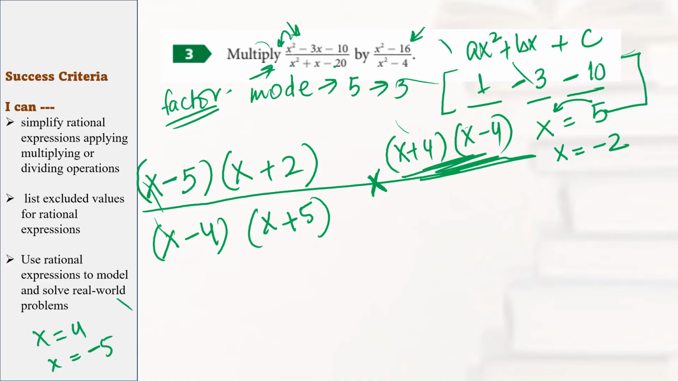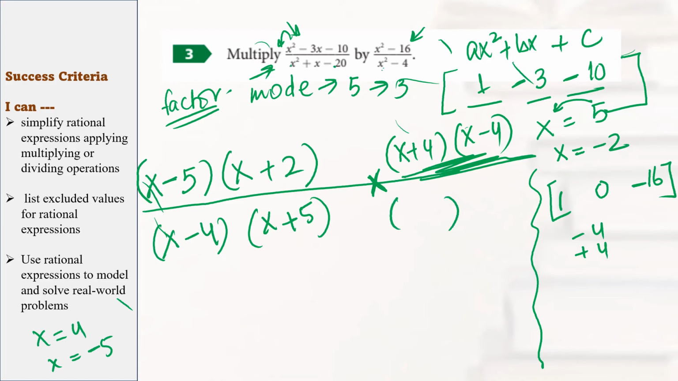But this is manual. If you are using the calculator, you will write 1, 0 and negative 16. And the answer will be negative 4 and positive 4. When we change the sign, it will give you x plus 4 and x minus 4. Similarly, for the denominator, write 1, 0 and negative 4. You will get negative 2 and positive 2 as answers. Write the x and write the x. Change the sign, positive 2 and negative 2.